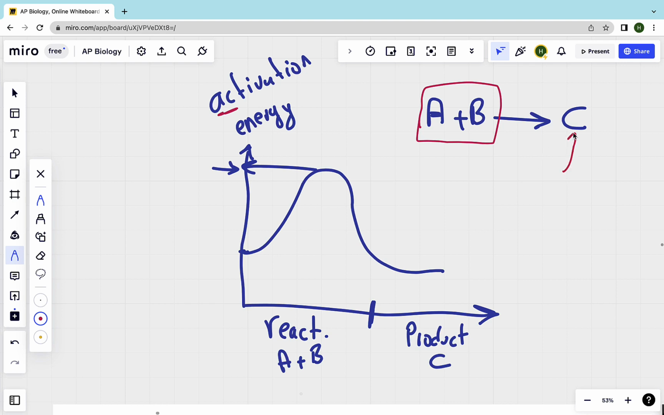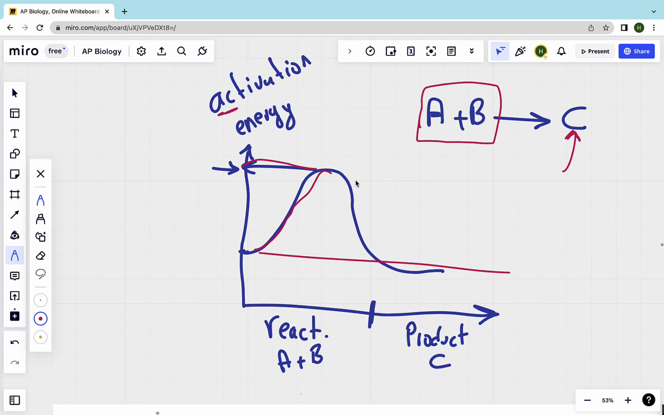So, in order for this product to be formed, a reaction needs an activation energy. This energy is not related to whether the reaction is exothermic or endothermic. No. This activation energy is needed for the reaction to start. It's called activation energy. Okay? Now, let's take this example. This activation energy here is needed for this reaction in order to turn into product C.